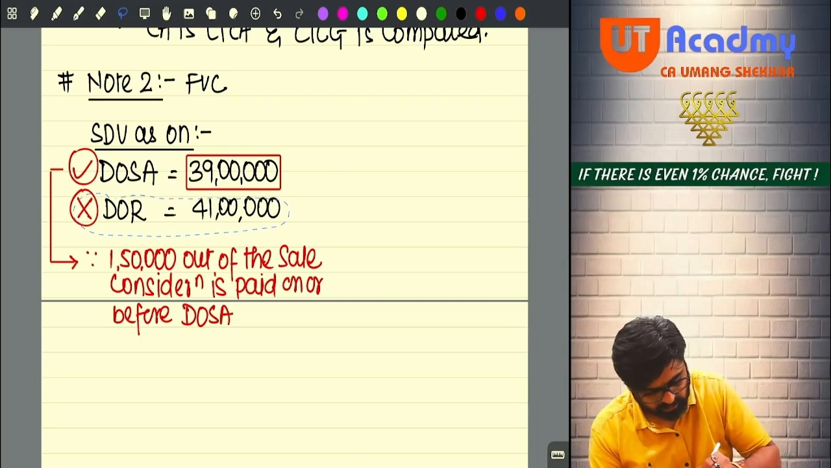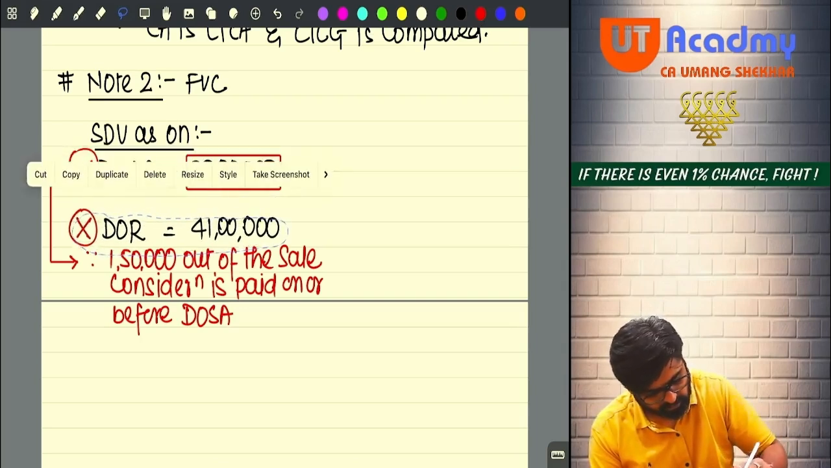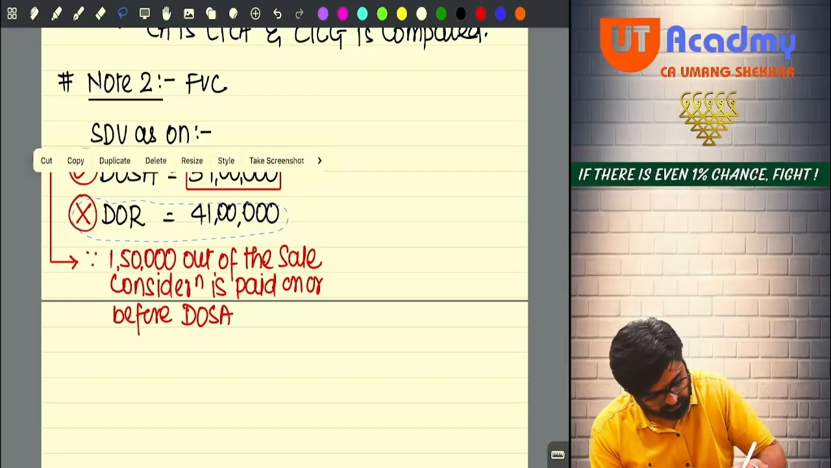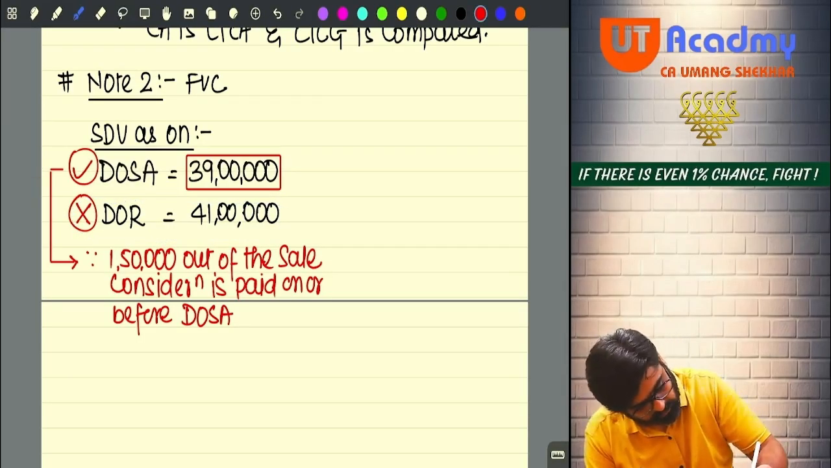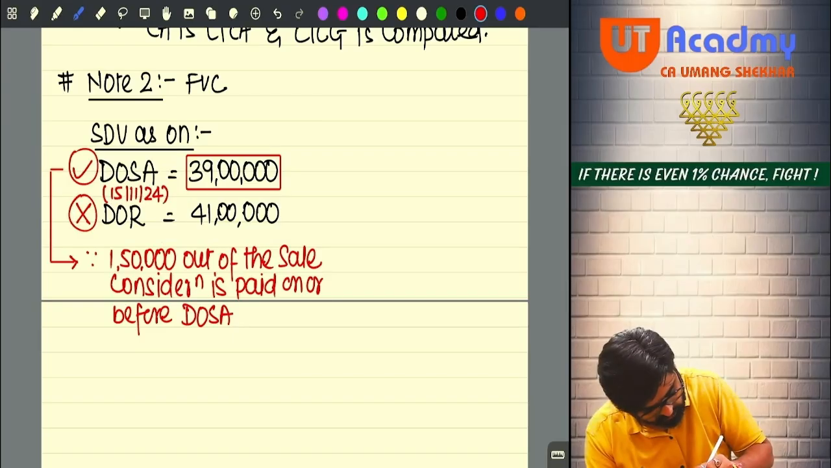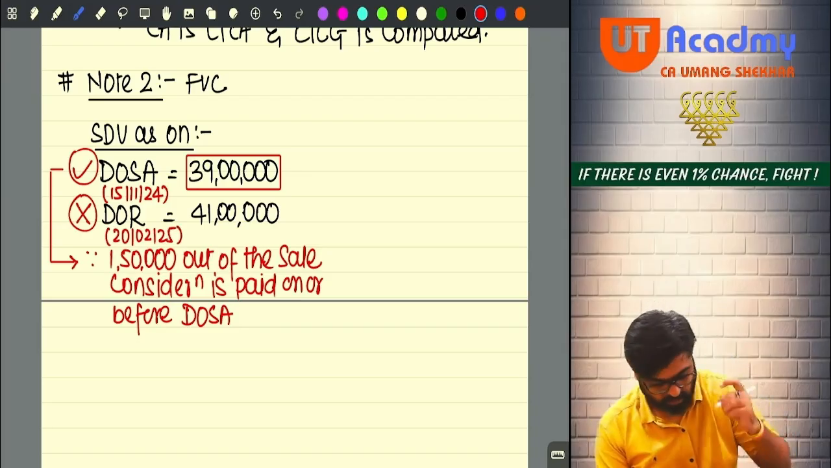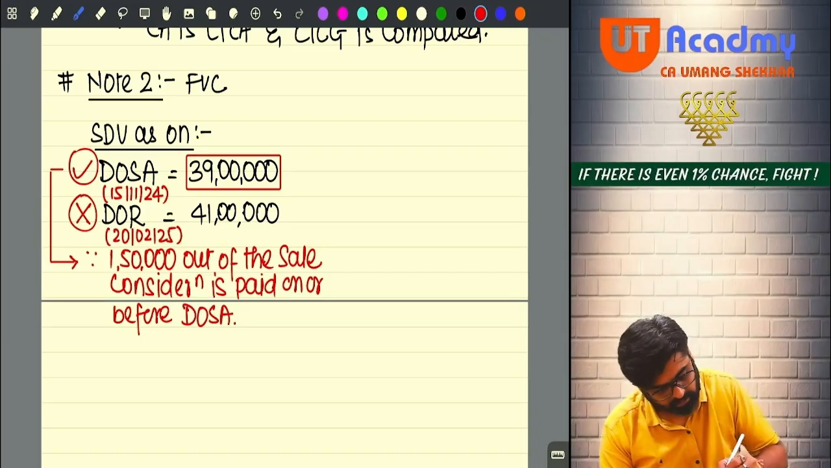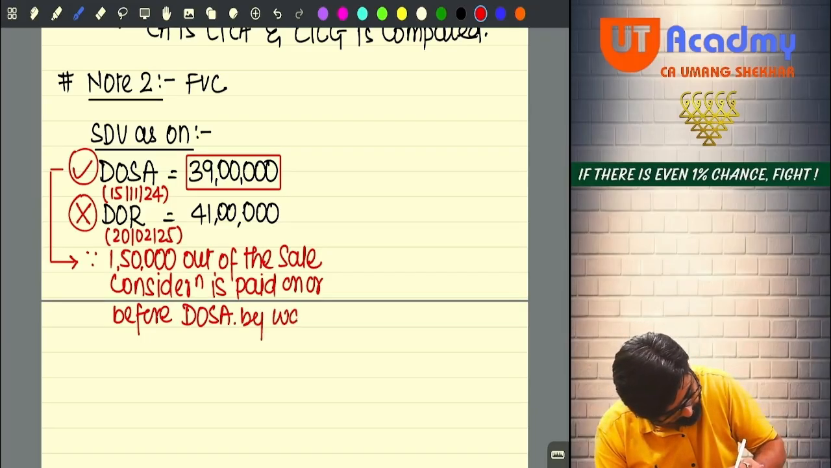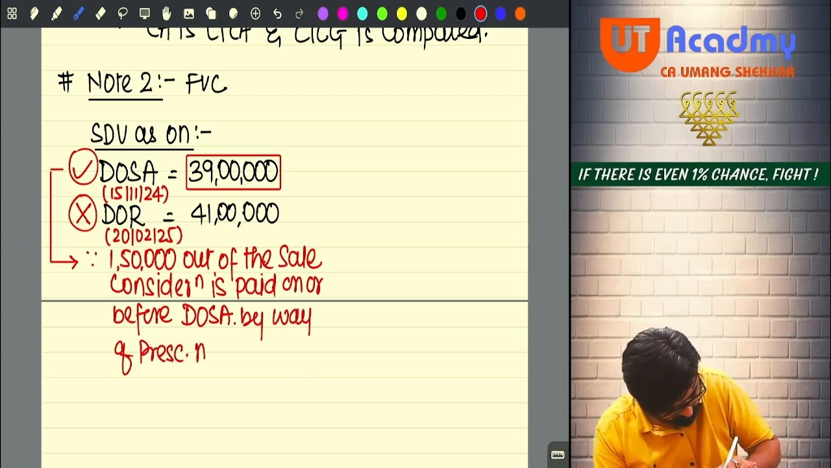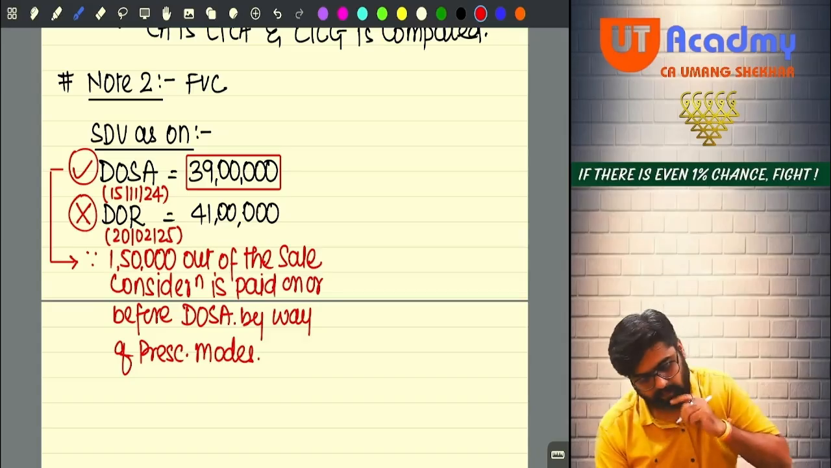Don't leave it. Write it down. What was the date of sale agreement? It was 15th of November, so write down 15th of November 2024, and date of registration was 20th of February 2025. So now, the amount was paid before the date of sale agreement by way of prescribed modes. Therefore, I will take this.